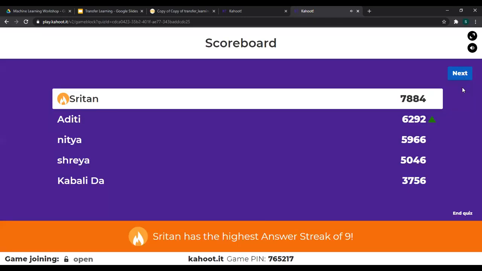Okay, so we have Shritan, Aditi, Nitya, Shreya, and Kabalita in the lead. So yeah. Great job.